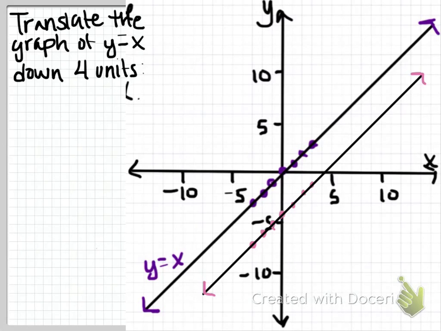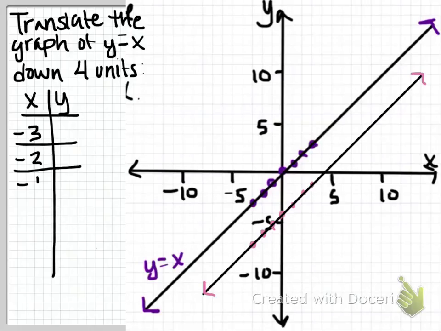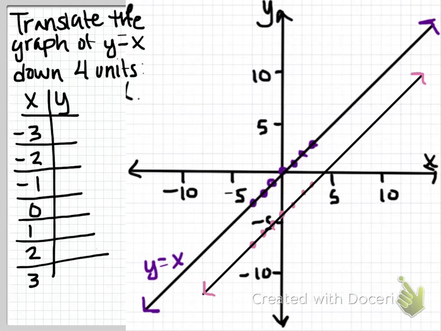Now we need to make a table that shows where our pink points are located. So here's my table. It looks just like my other one, but we're going to change the y values. So now if I go over -3, my pink point should be located at -7. When I go over -2, it's located at -6. Over -1, located at -5. Over 0, located at -4. And this goes on and on. You can see the pattern there.